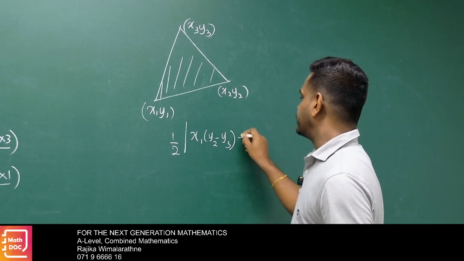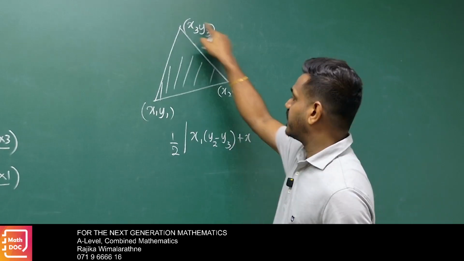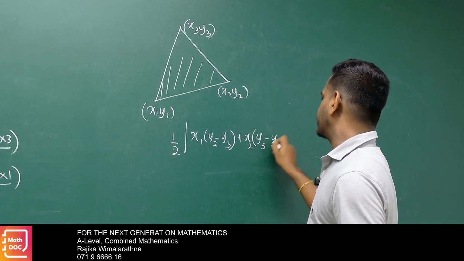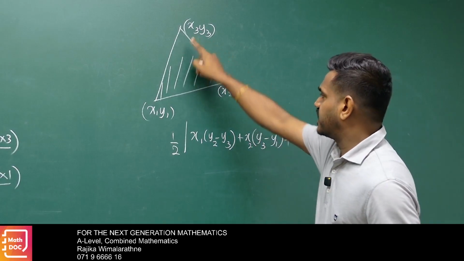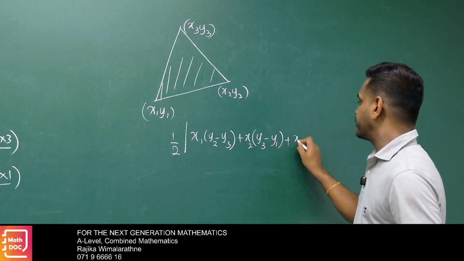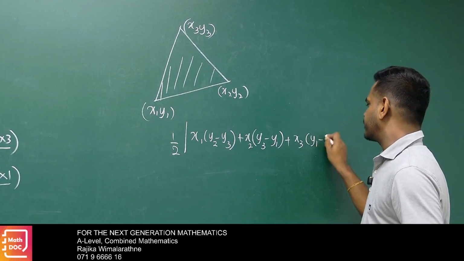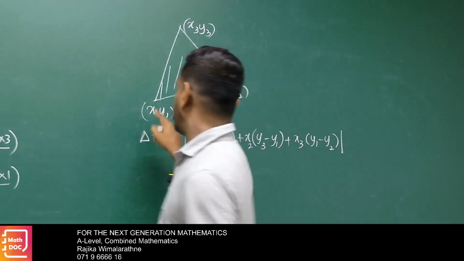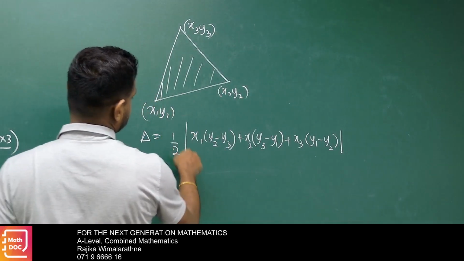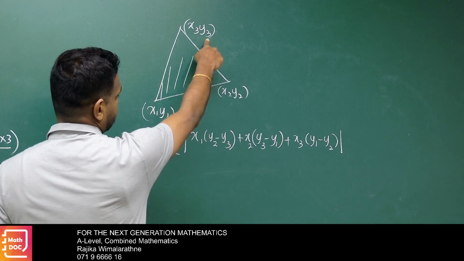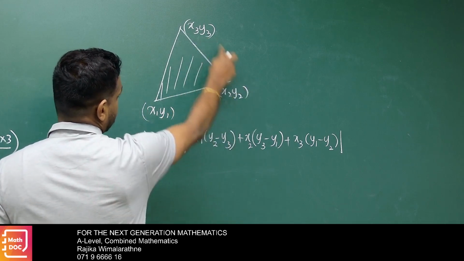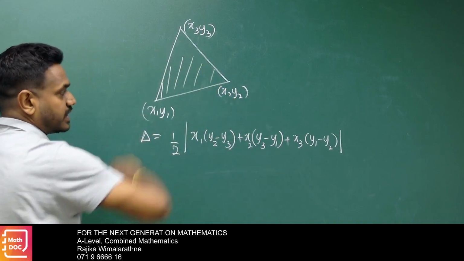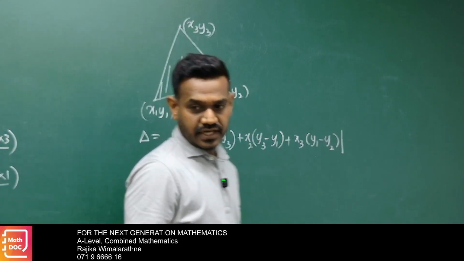Plus x2 times (y3 minus y1) plus x3 times (y1 minus y2). Here the area is half into modulus of x1 times (y2 minus y3) plus x2 times (y3 minus y1) plus x3 times (y1 minus y2). Take that rotation order. That is the area of a triangle.